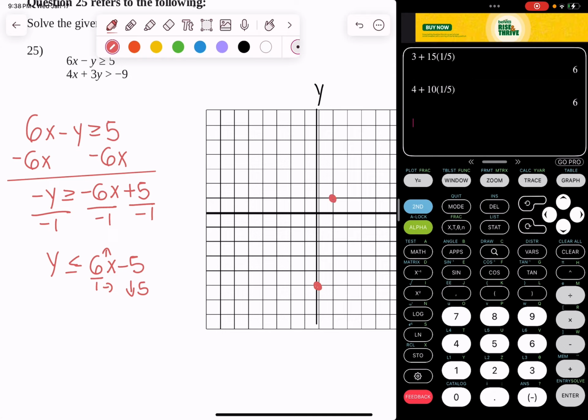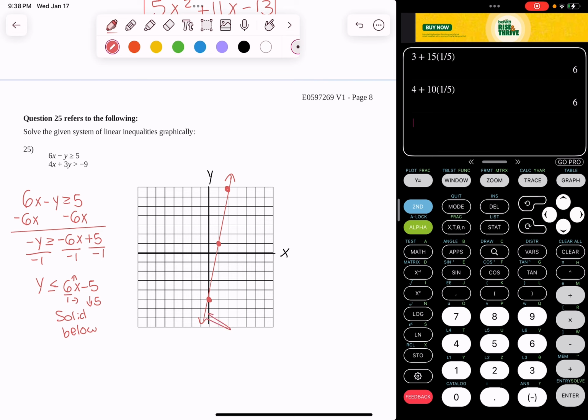Let's see if I can do it one more time. Up 6, to the right 1. Perfect. Now, this would be a solid line since it is an equal to line. So I say solid. And we shade below since I flipped my symbol and it became a less than symbol. Perfect. And this was the inequality 6x minus y is greater than or equal to 5.